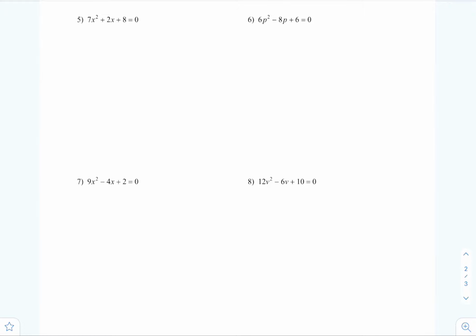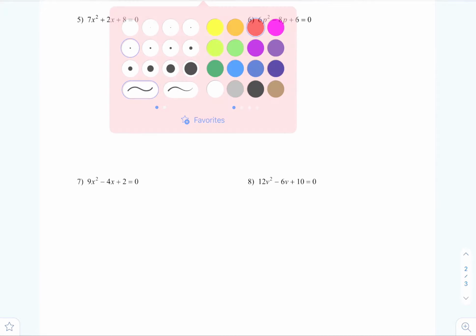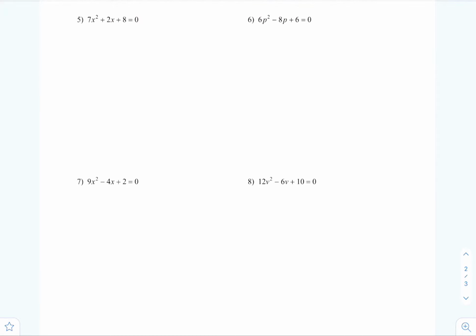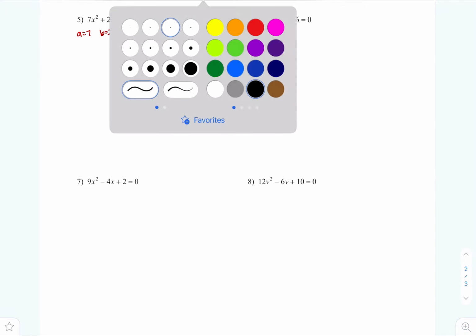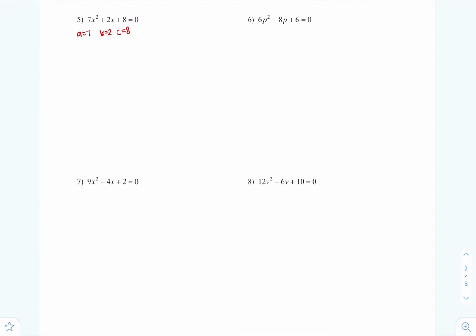Your homework on quadratic formula with complex solutions. So for number 5, you have a is equal to 7, b is equal to 2, and c is equal to 8. Now, you know you have to set it equal to 0, which it is, and you have to make sure that you use the quadratic formula in order to solve for our roots.